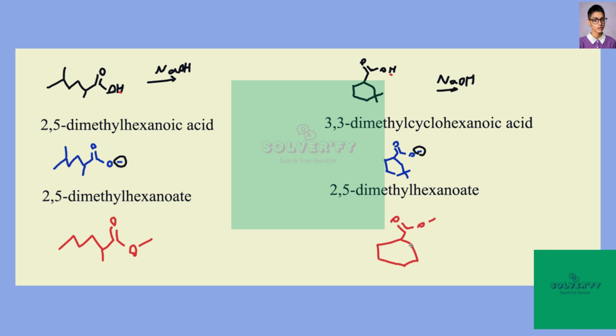Same thing goes for here, and in fact we can even add this methyl group over here, so there would be inductive donation of electron density, which would even destabilize the conjugate base, making this less acidic.